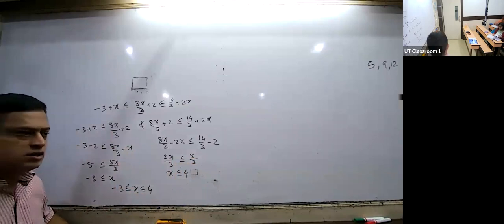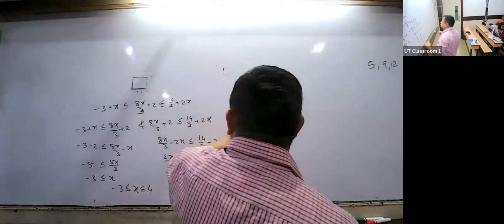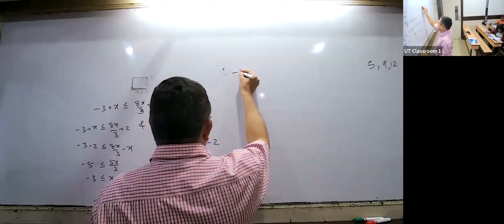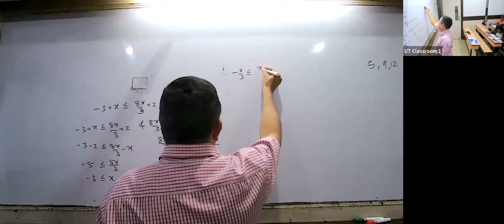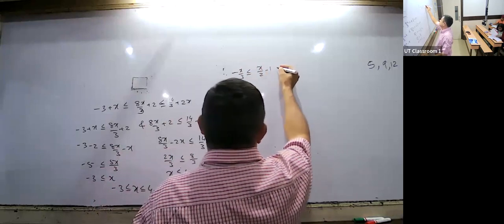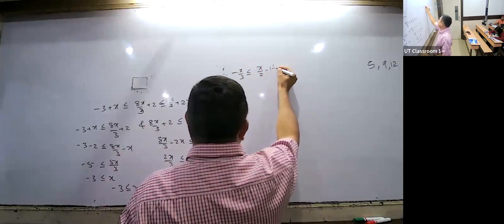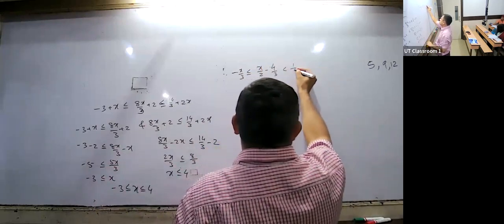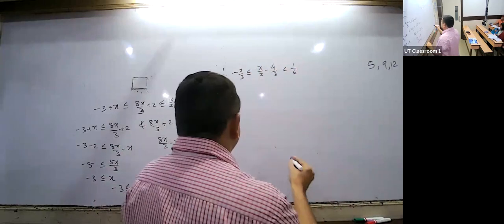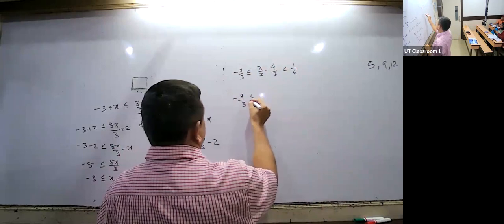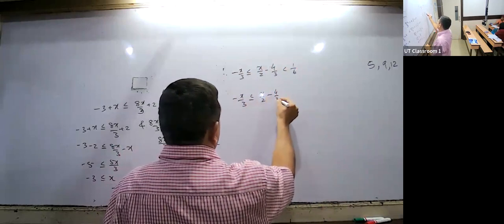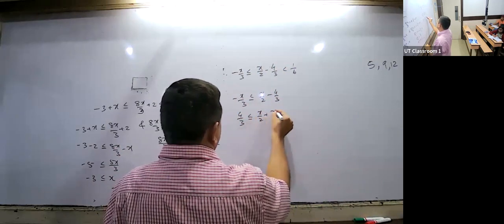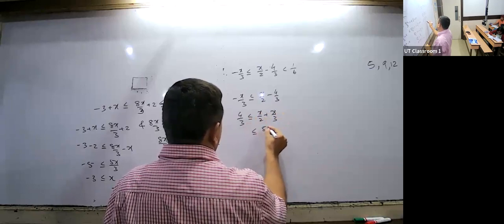Okay, second one. Kansha, read the question. Solve the following inequation and represent the solution set on the number line: minus x by 3 is less than or equal to x by 2 minus 1 1 by 3, less than 1 by 6, x belongs to the real numbers. So here also you'll get minus x by 3 less than or equal to x by 2 minus 4 by 3. So that is 4 by 3 less than or equal to x by 2 plus x by 3, that is less than or equal to 5x by 6.